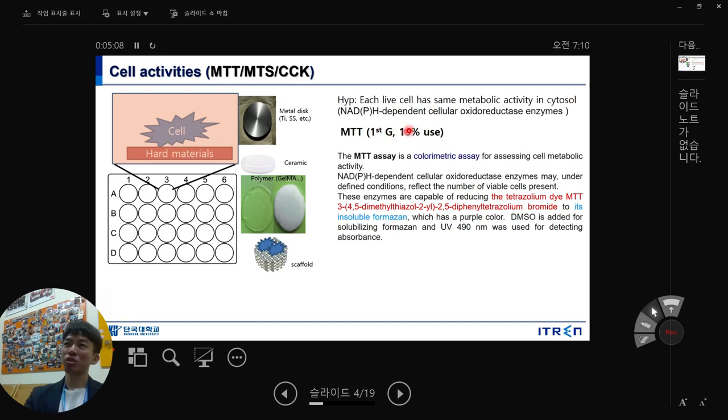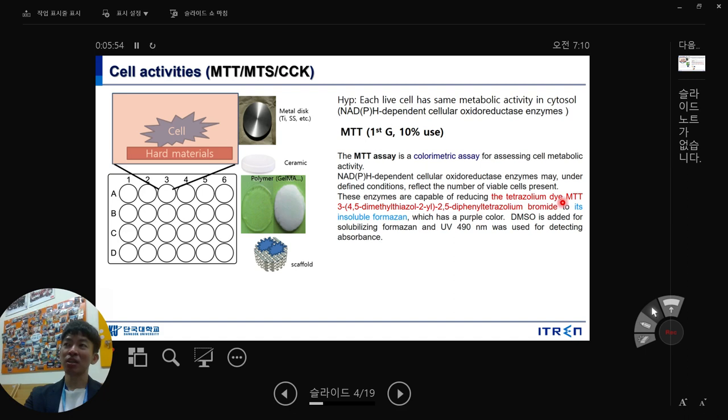The first generation of this oxidoreductase enzyme activity test is MTT. This MTT is the first generation and a colorimetric assay for assessing cell metabolic activity. NADPH-dependent cellular oxidoreductase enzymes may reflect the number of viable cells present. Okay? So they assume that each cell has the same metabolic activity. These enzymes are capable of reducing the tetrazolium dye, MTT, to its insoluble formazan, which has a purple color.